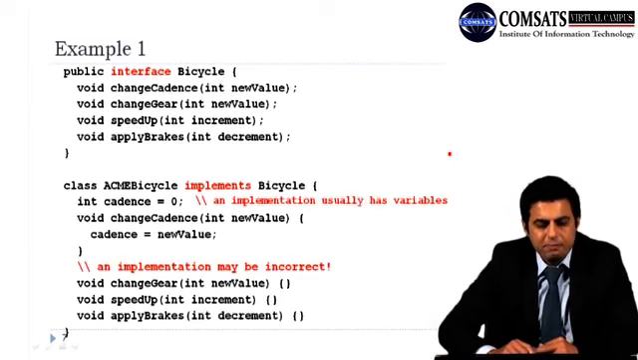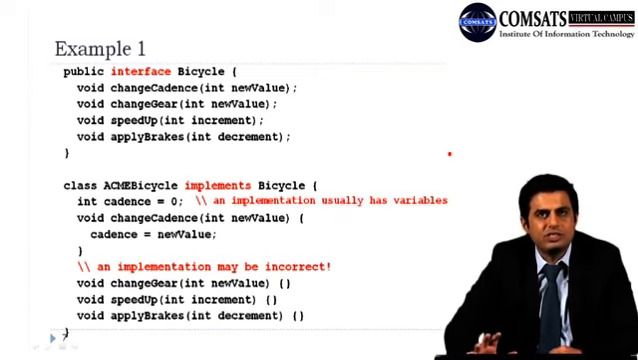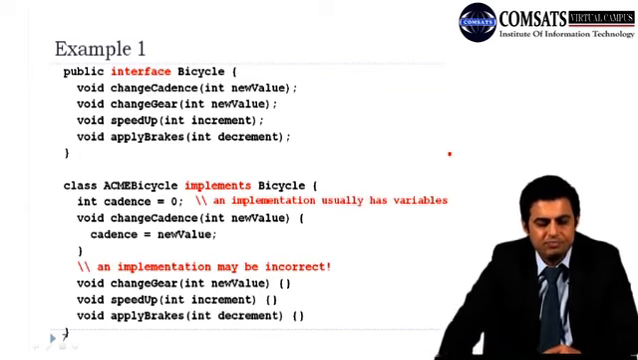Okay, similarly, an implementation usually has variables. Now I told you that you should not add variables in the interfaces, but you can have variables in the implementing class. It's up to the kind of implementation you are going to have. And an implementation may be incorrect if you are going to have an object of the interface. Now I told you you cannot declare any instantiation, or you cannot declare an object of an interface, so you should avoid that.